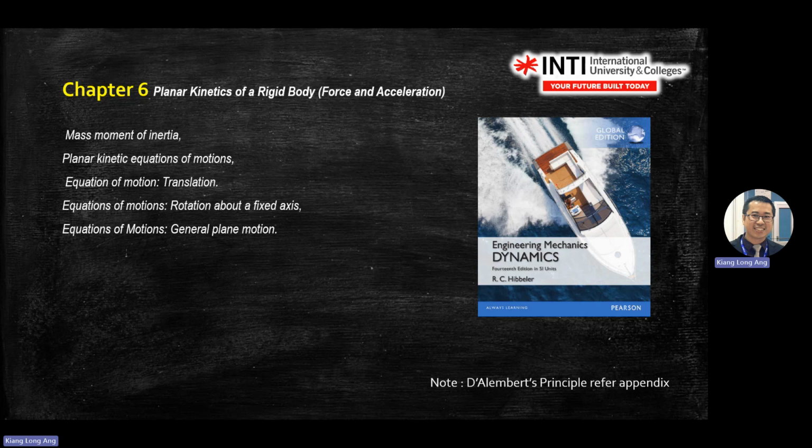This is from chapter 5. Rigid body has 3 motions. Translation is moving without orientation change. It can be linear or collinear translation. Rotation is a change of orientation. Then combined, it becomes general plane motion.